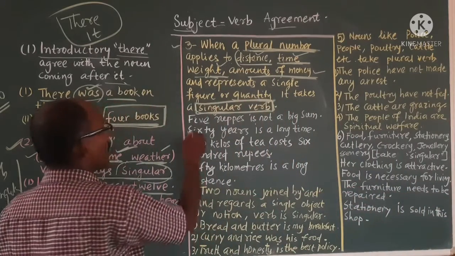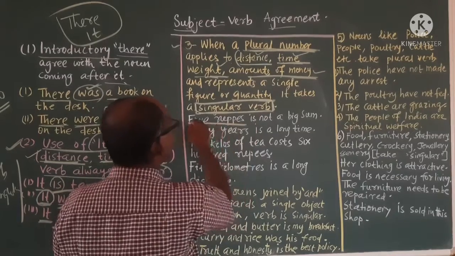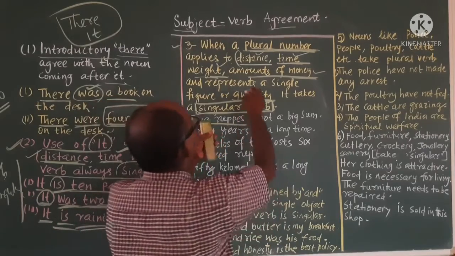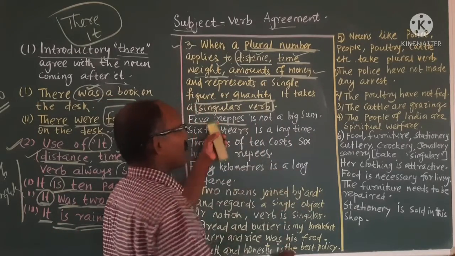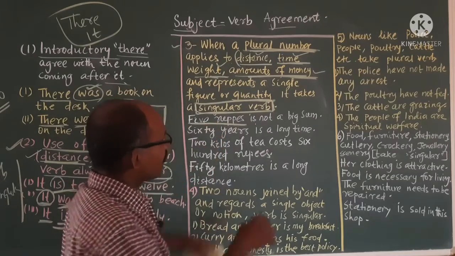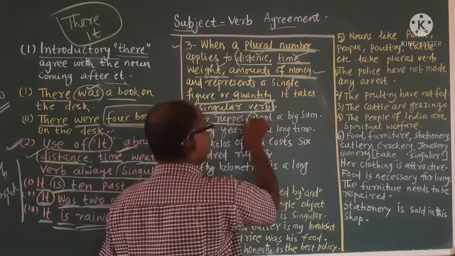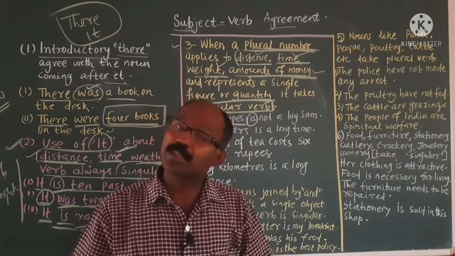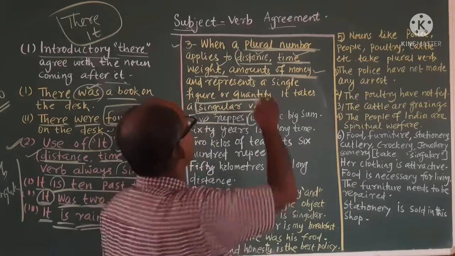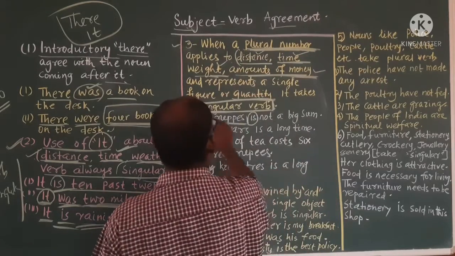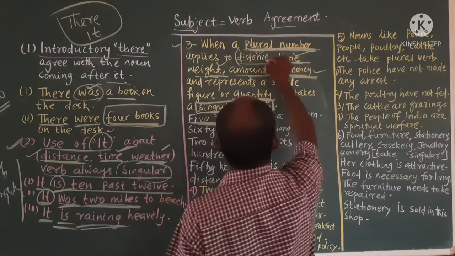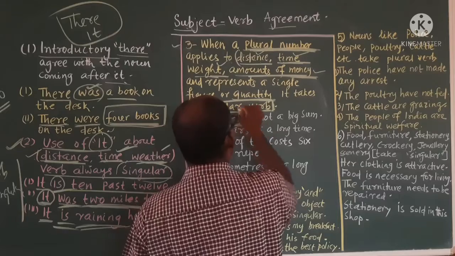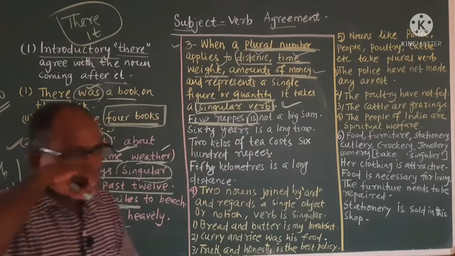What is that? 5 rupees. It seems plural to you. 5 rupees. I have already told you, amounts of money. 5 rupees is not a big sum. So some are thinking that 5 rupees is plural, so we will use "are". "5 rupees are a big sum" will be wrong. So the formula says plural number, and 5 rupees is a plural number. But it indicates the distance, time, weight, amounts of money. So it will be singular. The verb will take singular.